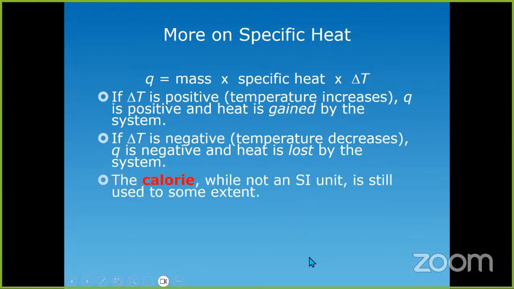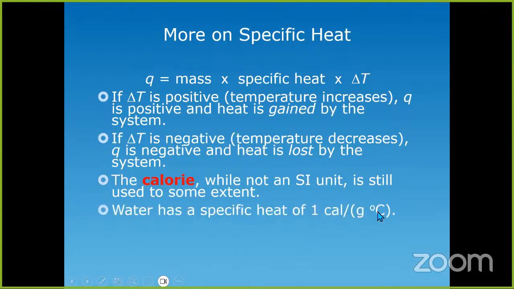Now, we talked about the joule unit earlier, but there's another energy unit, which is called the calorie unit, which is still used to some extent, especially in fields like engineering. But it's not a metric unit, but there's a relationship between the calorie unit and the joule unit. According to the definition of a calorie, water has a specific heat of 1 calorie per gram per degree Celsius. So this is the relationship between the joule unit and the calorie unit. 1 calorie is equal to 4.184 joules, all right?